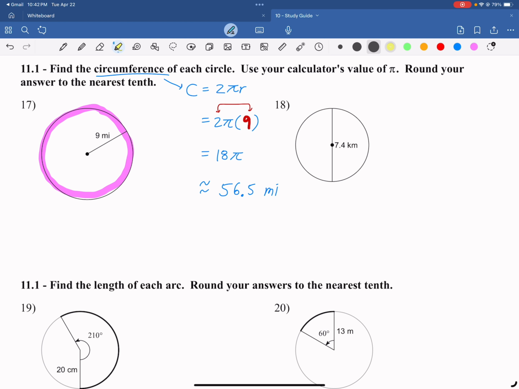I forget which of these we round or not, but I trust that you guys know how to round by now. And again, this tells you the total distance around that circle is 56.5 miles. And length is one-dimensional, so it's technically an invisible 1 up there. You don't need to write that. But area, remember, you do square it.